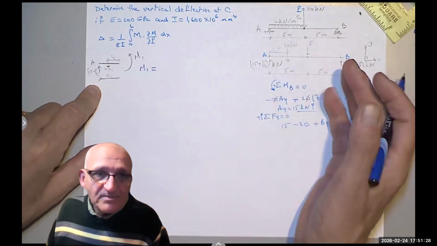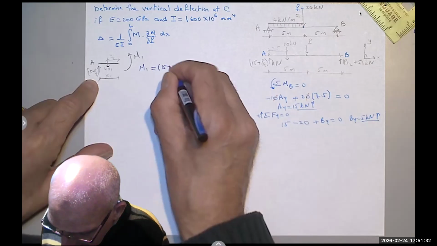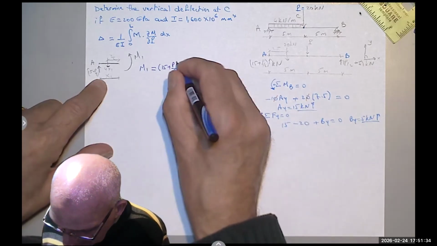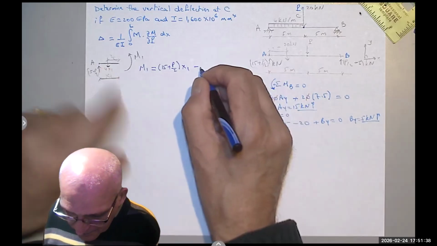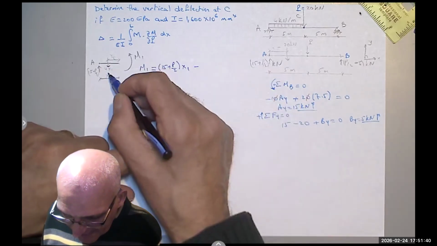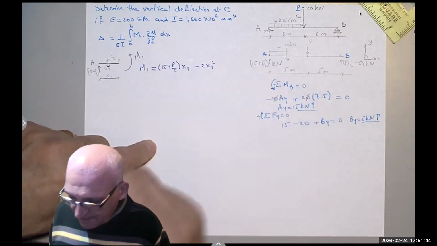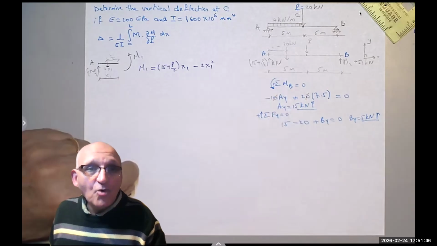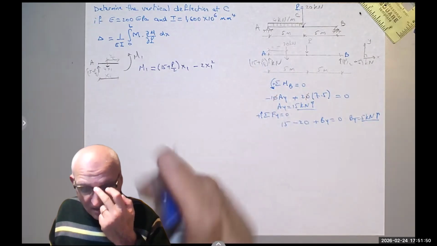And then I'm going to move them over. So that becomes 15 plus P over 2 times x1 minus 4x1 times x1 over 2, which is 2x1 squared. That's the moment m1 at any section at a distance of x1.